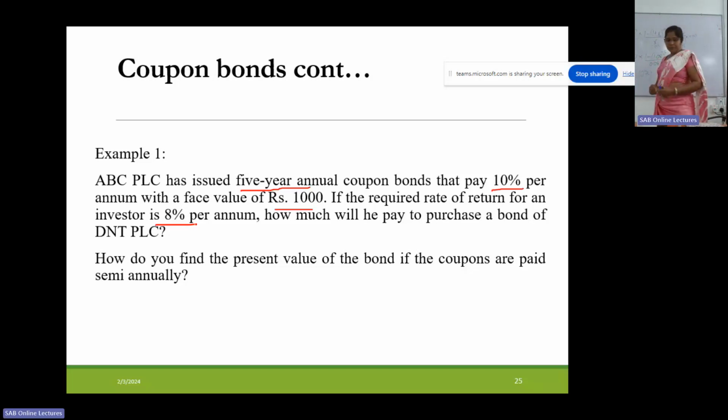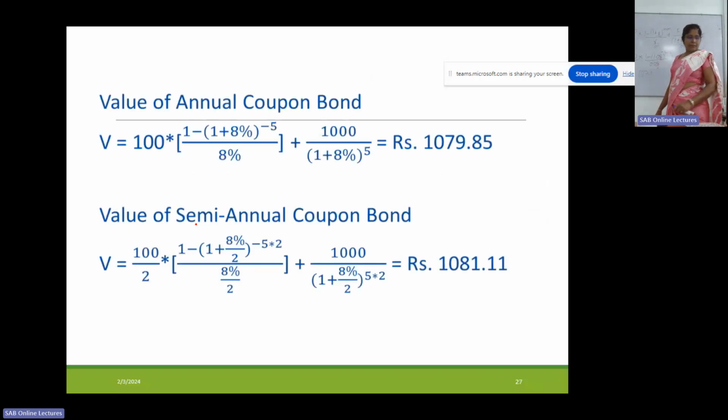What you have to do? You have to divide the coupon by 2. R you have to divide by 2. The time, 5, you have to multiply by 2. So R becomes 4% and the time becomes 10 periods. The compounding frequency doubles. So you will get 1081.